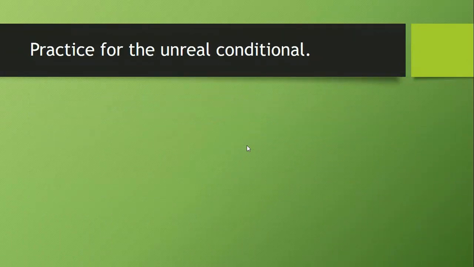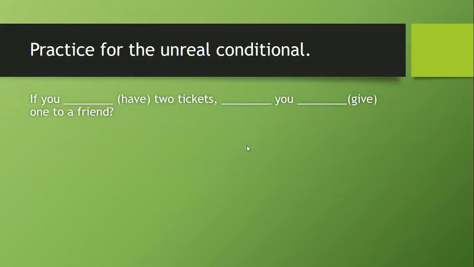We have another example. If you ___ two tickets, you ___ one to a friend. Here you can see that this is a question, right? Then let's see the if statement. If you ___ two tickets, this is an unreal conditional, right? Then the have verb needs to be in past, right? So if you had two tickets, the question needs to be with the auxiliary would, right? If you had two tickets, would you gave?